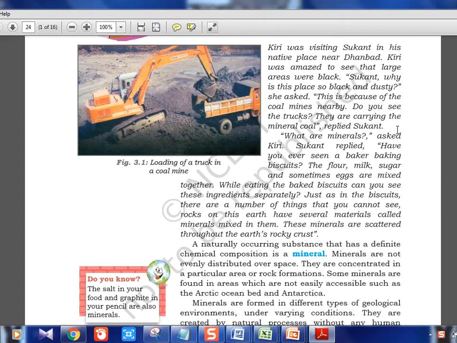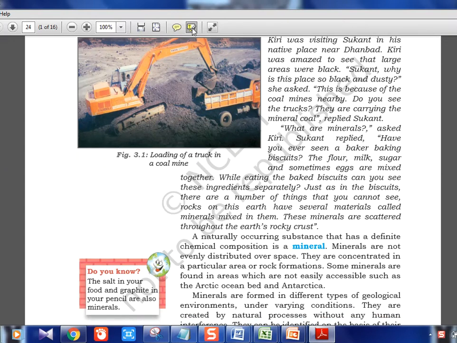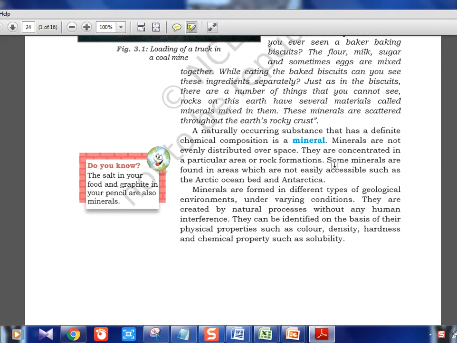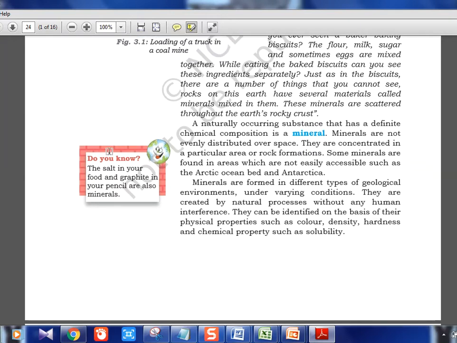So first and foremost, stories we don't need, we'll go to the content directly. Okay, so minerals is what they begin with. Minerals, you should know, even the salt in your food and the graphite in your pencil are also minerals. A mineral is a naturally occurring substance that has a definite chemical composition. Minerals are not evenly distributed over space. They are concentrated in a particular area or rock formation.